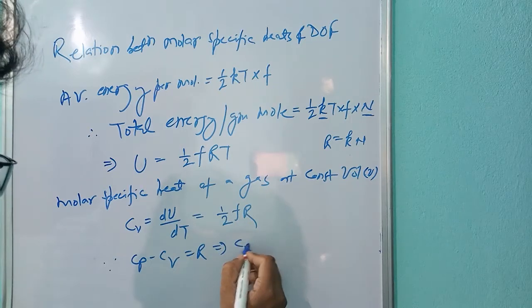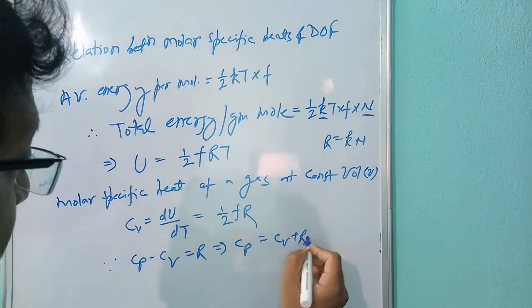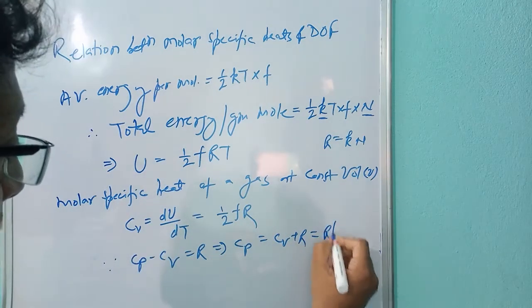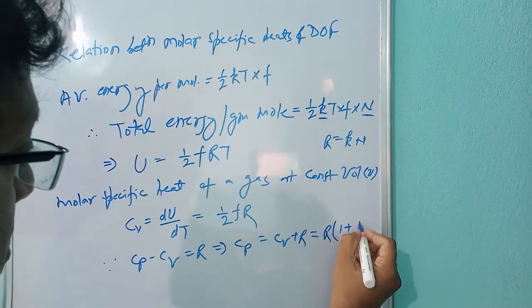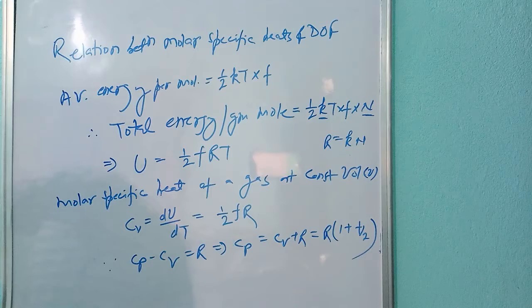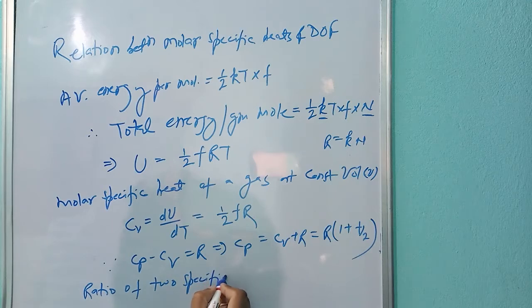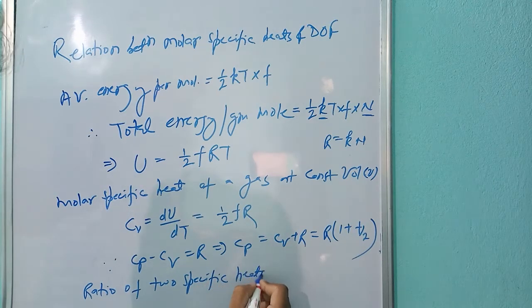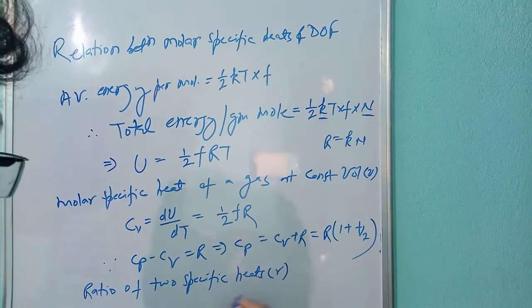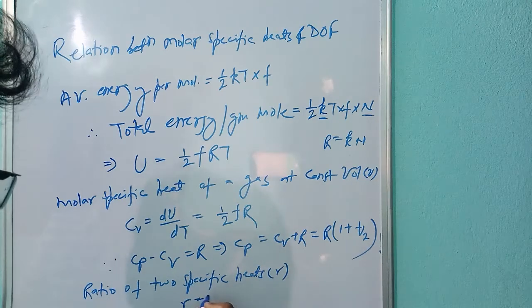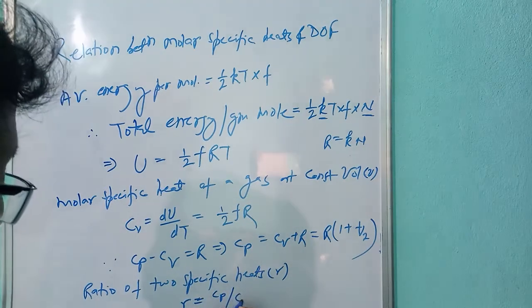R, this implies Cp is equal to Cv plus R. You are going to put this Cv here, and take R common, it will be equal to R times (1 plus f/2). And the ratio of the two specific heats is denoted by gamma. This gamma will be equal to Cp divided by Cv.